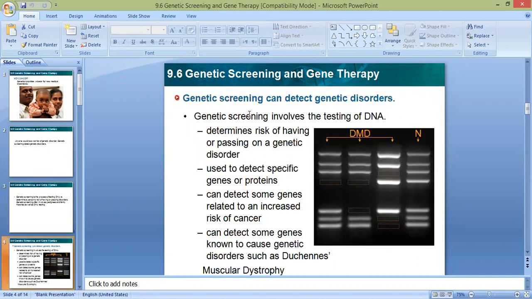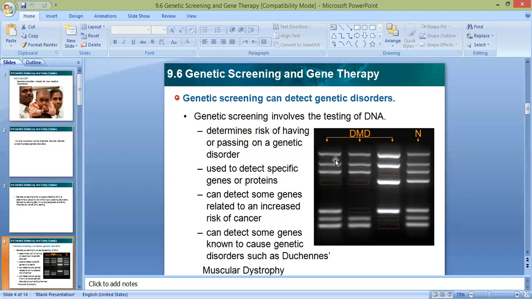And we saw here, as you compare these 4 samples, this is a certain gene. This screening or testing of DNA determines the risk of having or passing on certain genetic disorders, not all. We can pick certain genetic disorders, such as genes related to increased risk of cancer or other disorders such as Duchenne, which is a muscular dystrophy. This is a disease that affects the muscles.